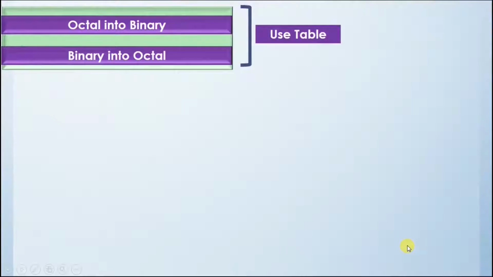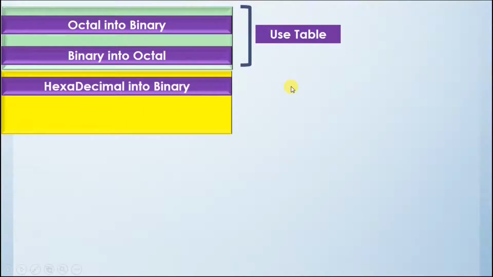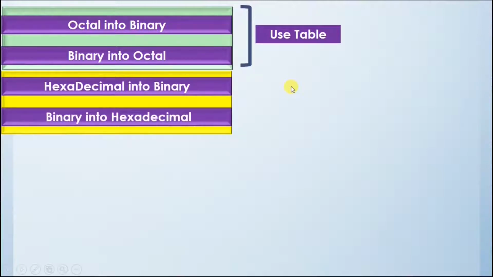So we have done octal into binary conversion and binary into octal conversion by using a table. In the next section, we will do hexadecimal into binary and binary into hexadecimal, again by using the table.